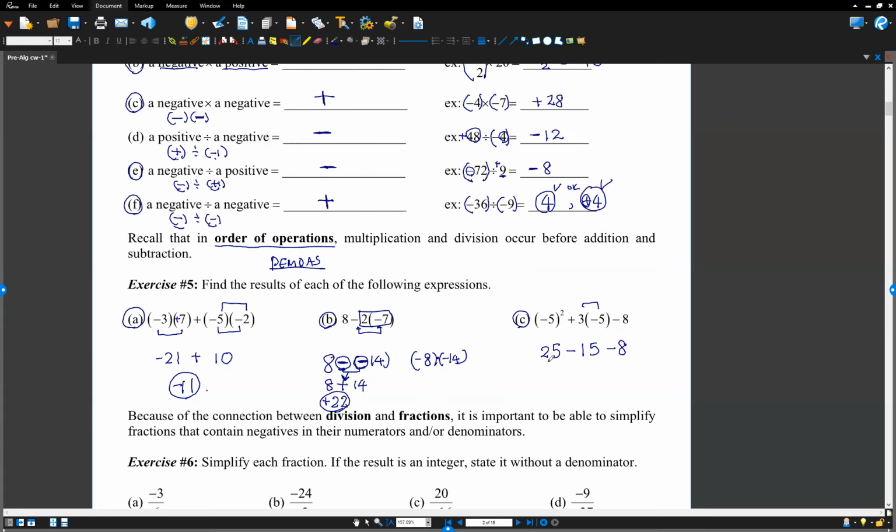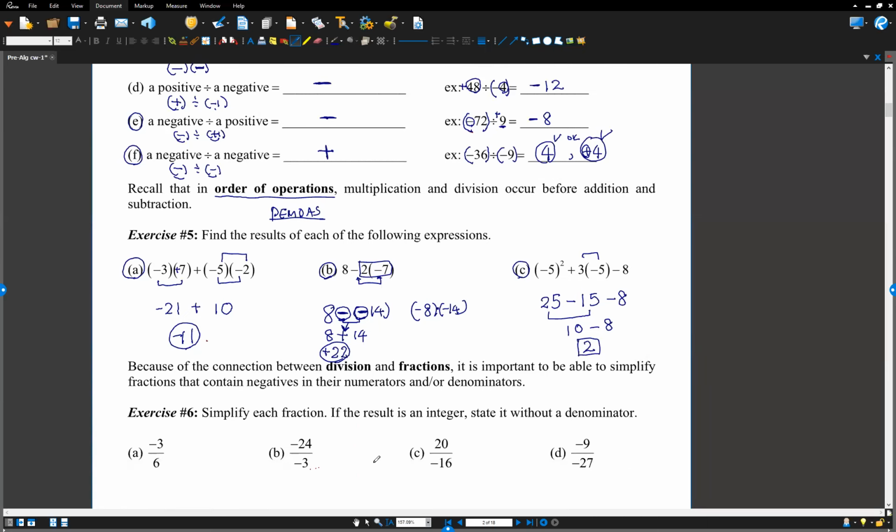Okay, now one by one. 25 minus 15 is 10. Okay, we still have a negative 8. 10 minus 8 is 2. Positive 2. Excellent. 2 or positive 2.